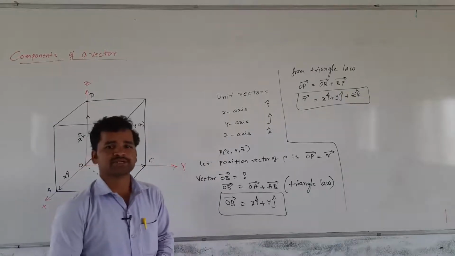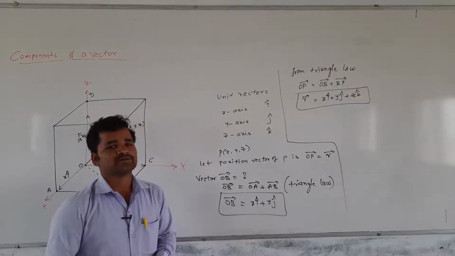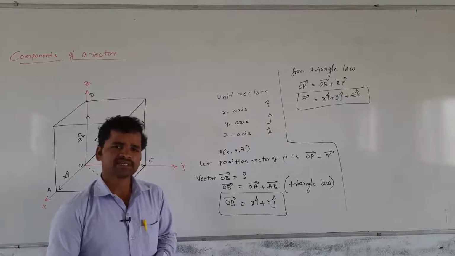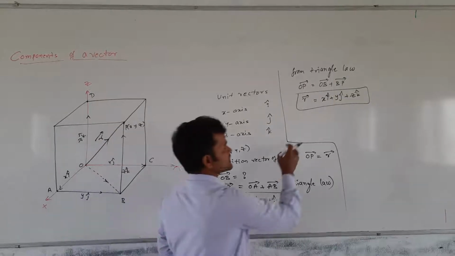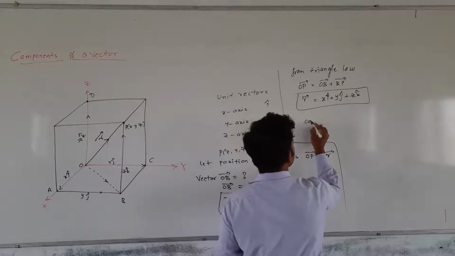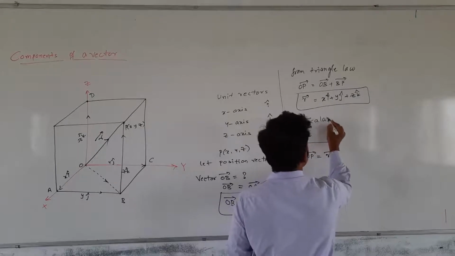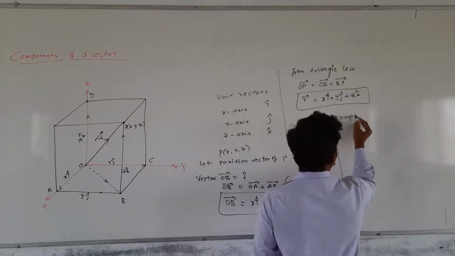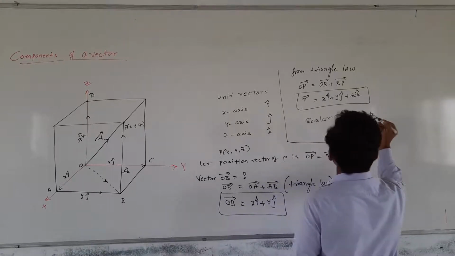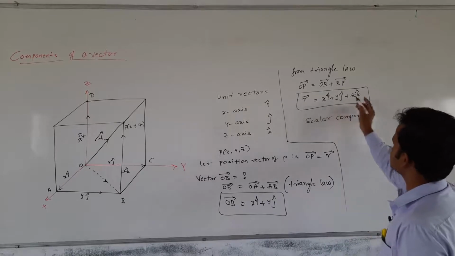This form is known as the component form of the vector. What are the components there? There are two kinds of components. What are those? Scalar components and vector components. What are the scalar components in this vector? Scalar components are x, y and z.